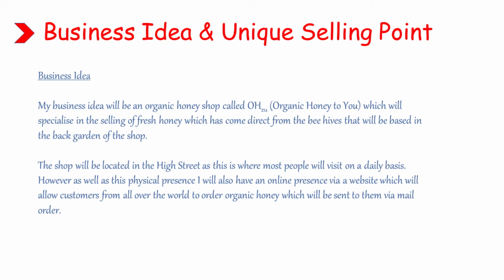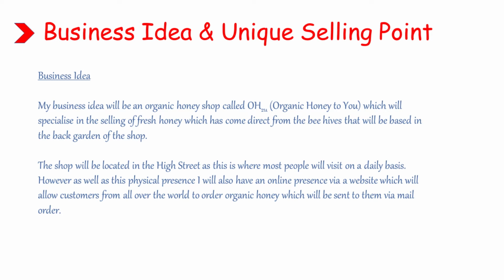And then I've gone and explained my unique selling point. So see the next sentence that I've got, which will specialize in the selling of fresh honey, which has come direct from the bees' hives based in the back garden of the shop. So there's a unique selling point. Then my next paragraph goes into location. So the shop will be located in the high street, as this is where most people visit on a daily basis. So what I've done there is explain why I've chosen that location.